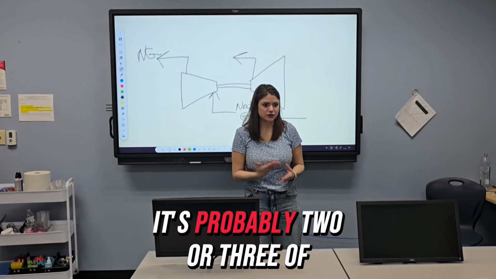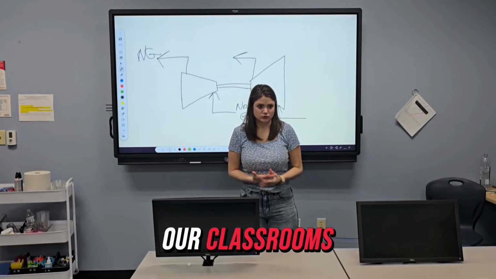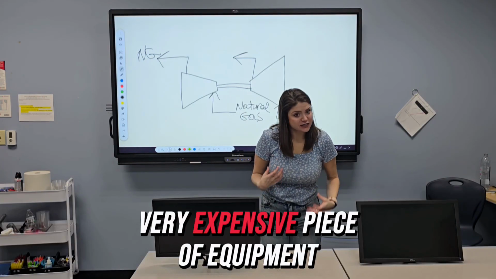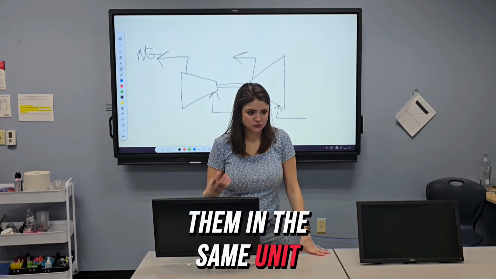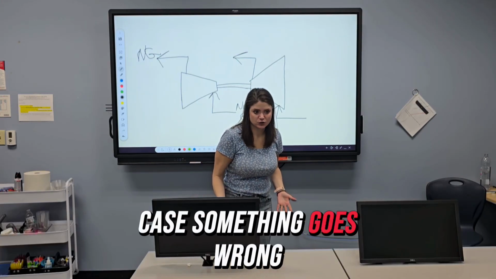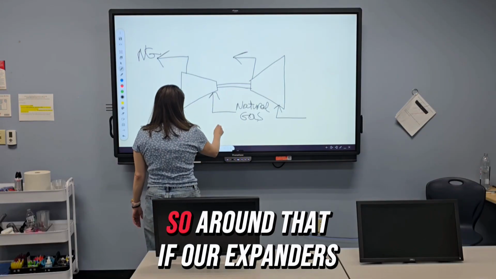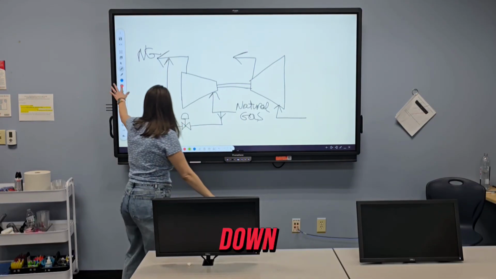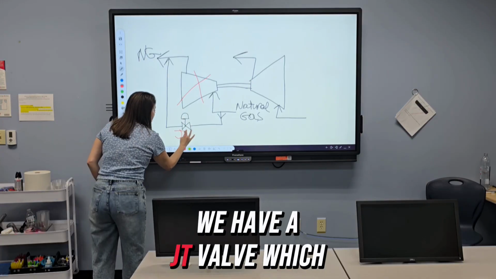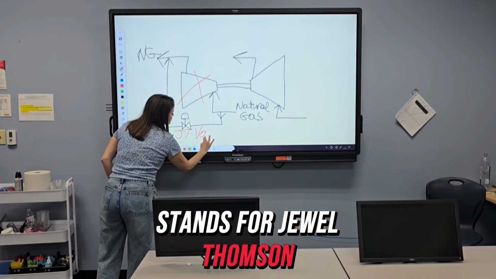It's probably 2 or 3 of our classrooms. Very big, very expensive piece of equipment. We're not gonna have 2 of them in the same unit. We're not gonna have a standby in case something goes wrong. So around that, if our expander's down, we have a JT valve, which stands for Joule-Thomson.